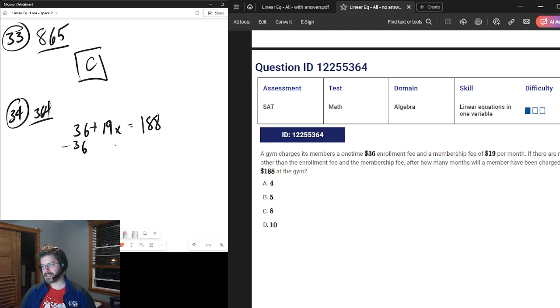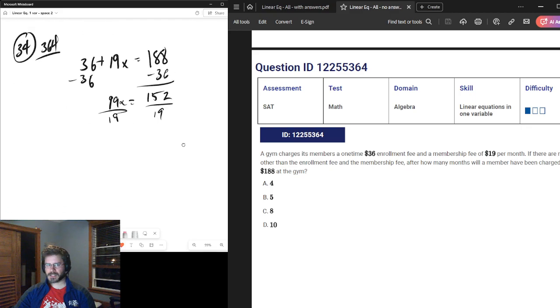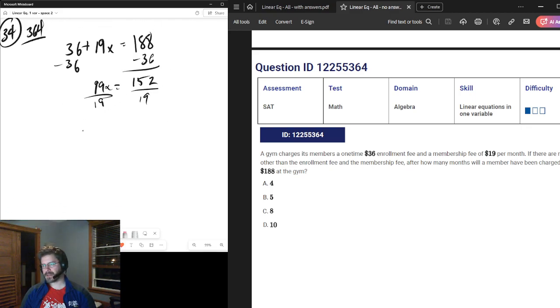So subtract 36. We get 152 is 19x. Divide by 19. And so obviously you are allowed to use a calculator. 19 divided by 19 just cancels down to 1x. 152 divided by 19. You might look at that and be like, oh, I don't know how to do that. Well, how many times do you have to multiply 9 to get an ending of 2? So it's going to be 3.